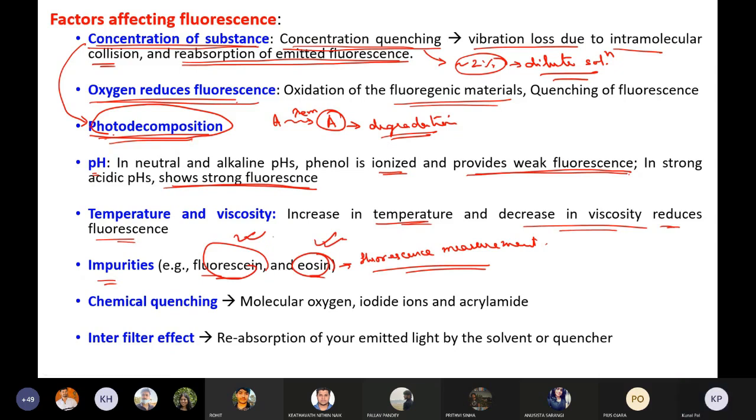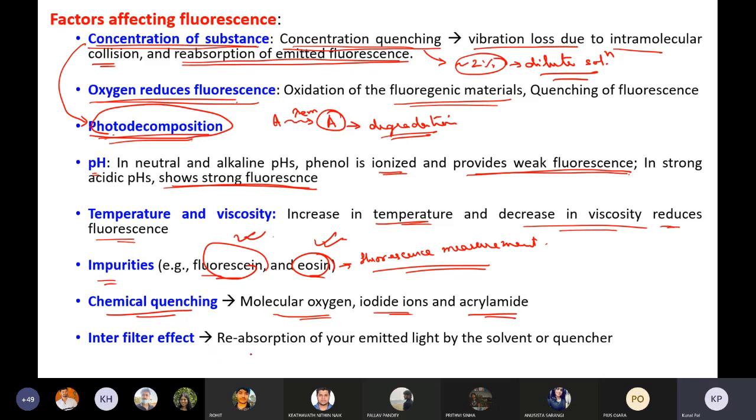Okay. Then coming to chemical quenching, if molecular oxygen, iodide ions and acrylamide are present within the solution, they will result in chemical quenching. That means they can absorb some of the light and some of the emitted light, and you will not get proper fluorescence measurements. Okay. Then lastly, we have the inner filter effect.